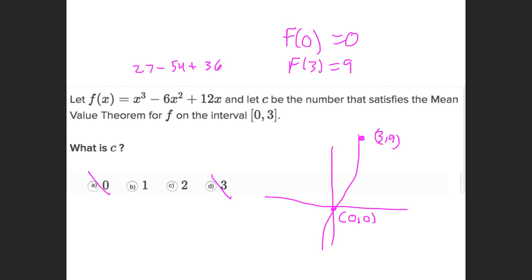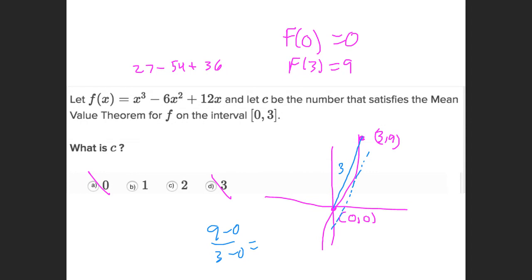The next thing I'm going to do is draw the secant line. The secant line is right here. I need to know what the slope of that is. So 9 minus 0 over 3 minus 0, that slope is 3. So now I have the slope of the secant line. Now I need to find where the derivative is equal to 3 also, because then I would have two equations that have the same slope.